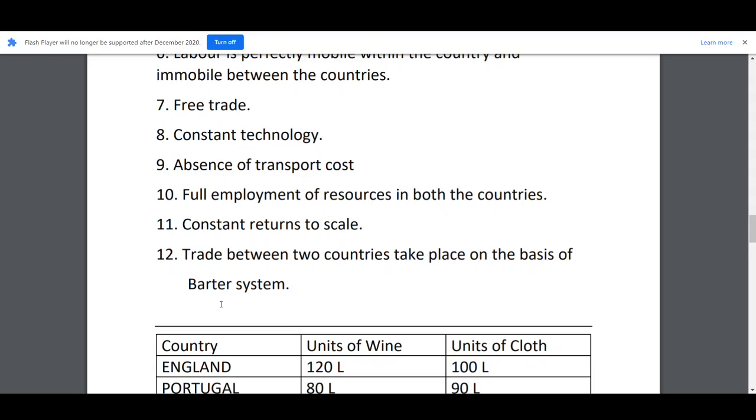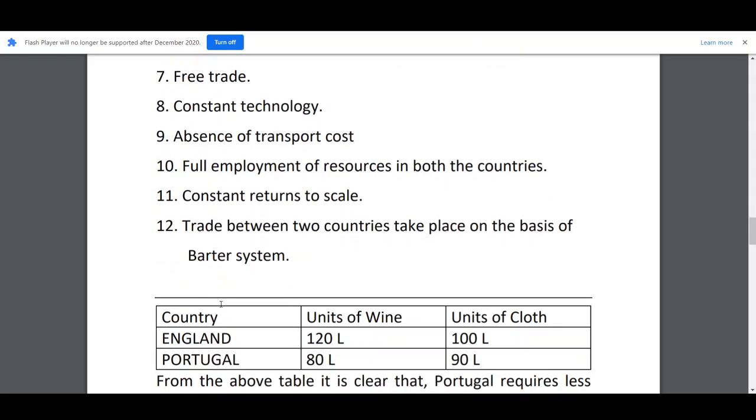You understood? According to the classical economist David Ricardo, international trade is based on comparative cost differences, not absolute cost differences. What is the point? Comparative cost differences. In short, we can say that we are comparing the cost of production of the two countries. Okay, that is the meaning of comparative cost differences.